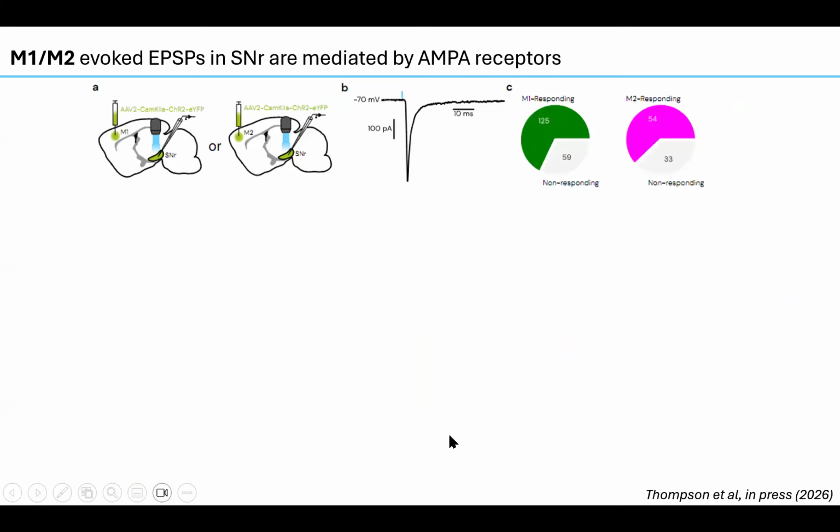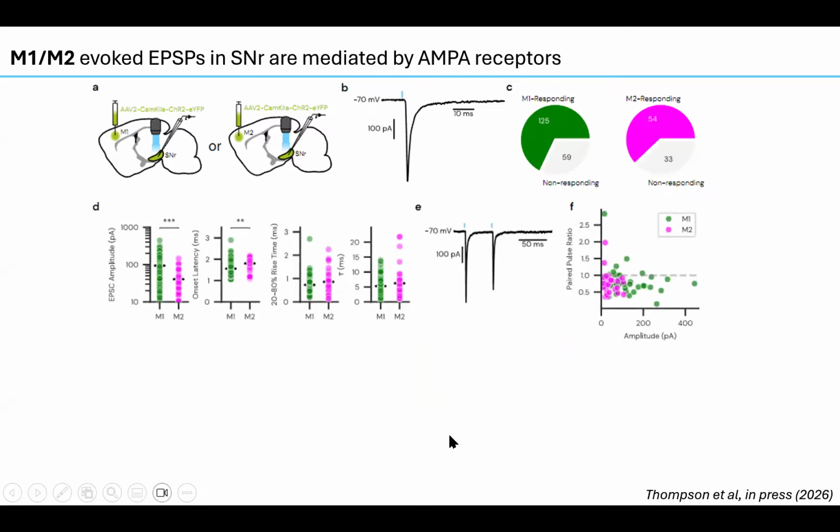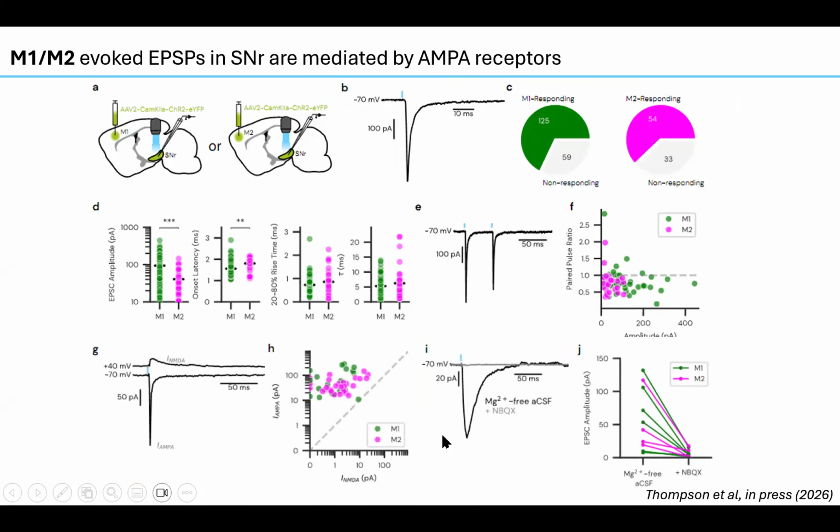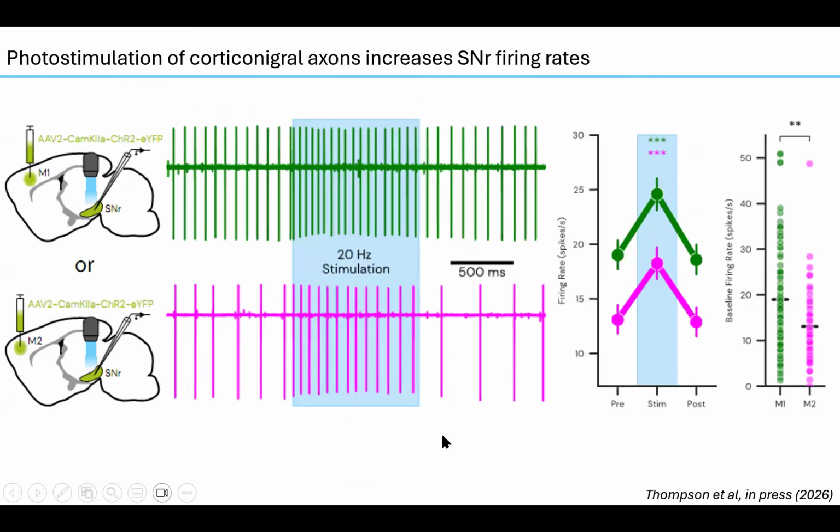Now, we did some voltage clamp experiments to characterize the nature of the synaptic input. So we used a slightly different cocktail in the pipette, characterized the dynamics of this pathway. So they were both depressing. There was no difference between the M1 and M2. Both of them mediated by AMPA receptors and a very small, almost negligible NMDA component. So that's just basic synaptic characterization. So monosynaptic, NBQX sensitive, so AMPA mediated, direct connection from cortex to the SNr.